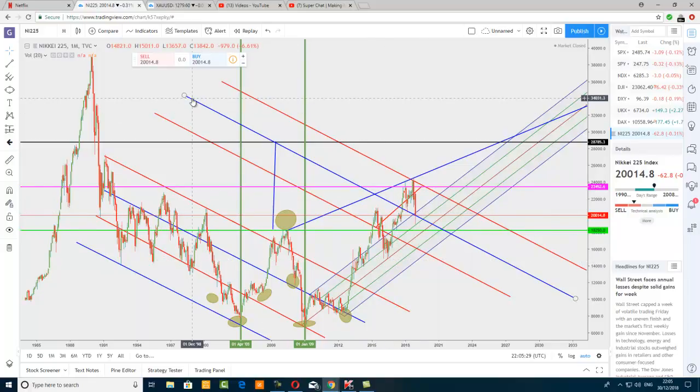So now, when we draw the median line of that second projection, the price is also on the edge of it.